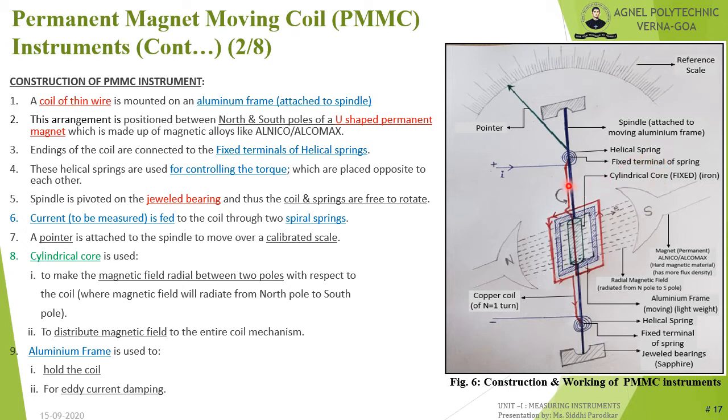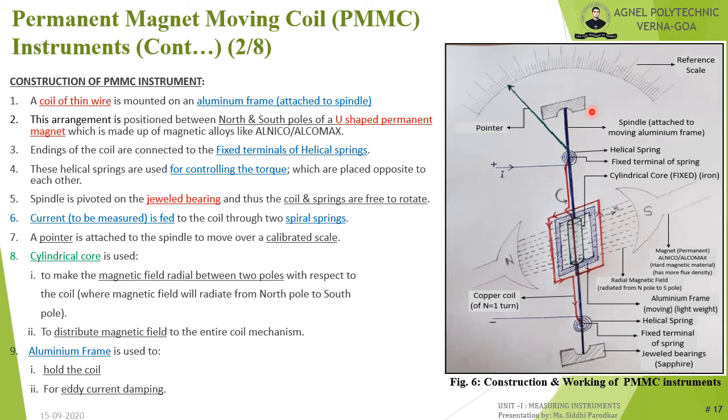Endings of this coil are attached to the fixed terminal of the helical spring. These are the helical springs placed on the opposite sides. These helical springs are used for controlling the torque. The spindle is positioned on jewel bearings on both the sides. Thus, the coil and the springs are free to rotate. The current which has to be measured is fed through the springs to this coil. The pointer is attached to the spindle which can move over this reference and calibrated scale.